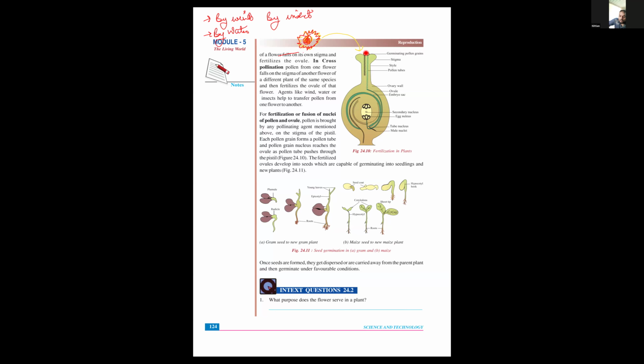And when they stick, now the pollen grain's wall is very hard. It's one of the hardest substances. The wall of a pollen grain is made up of a substance called sporopollenin. Sporopollenin is one of the hardest substances. You can't break it, you can't cut it. But when it sticks to the stigma, the sporopollenin will break and it releases, as I told you, male sperm. How many male sperm? Two male sperm.